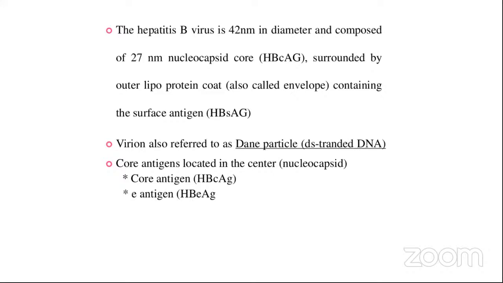If you see the size of the hepatitis B virus, it is 42 nanometers. So what do we mean by 42 nanometers? A nanometer is very small. 1 micrometer is equal to 1,000 nanometers. So you can imagine how small this virus is. Okay, 1 micron means 1,000 nanometers.